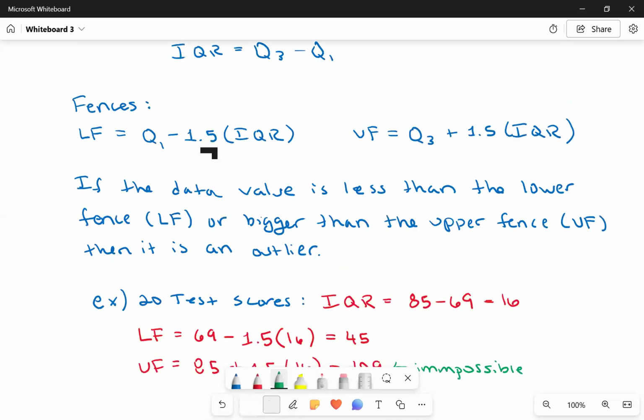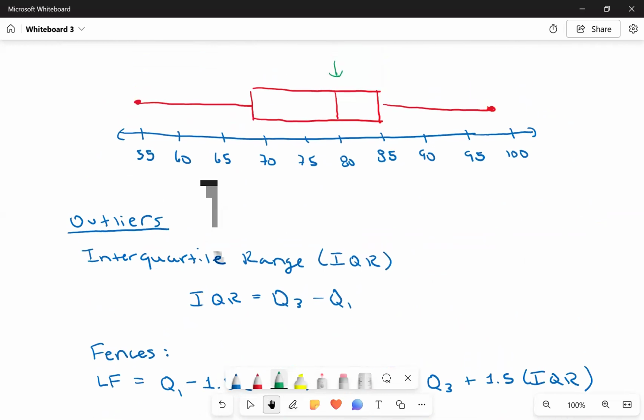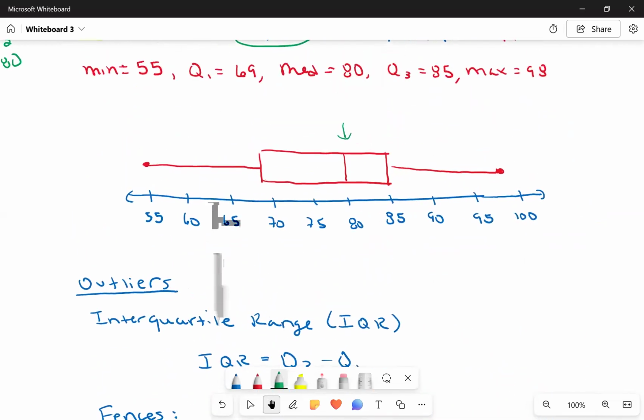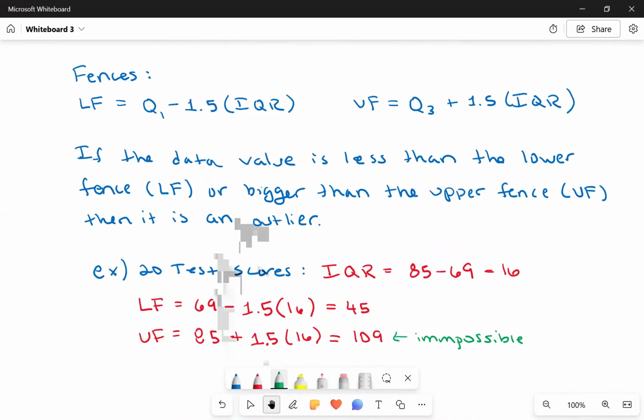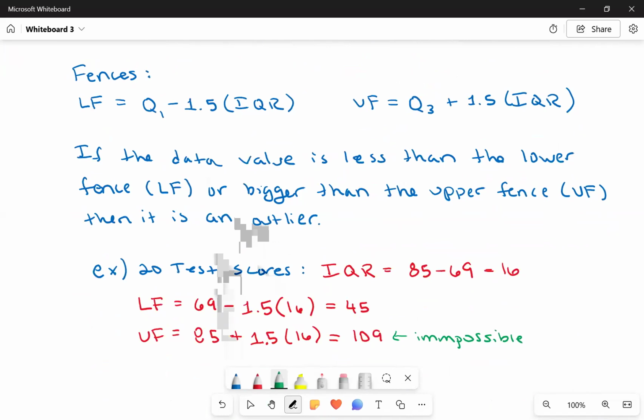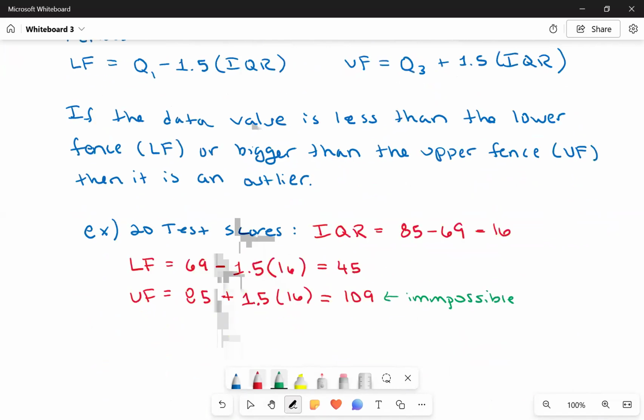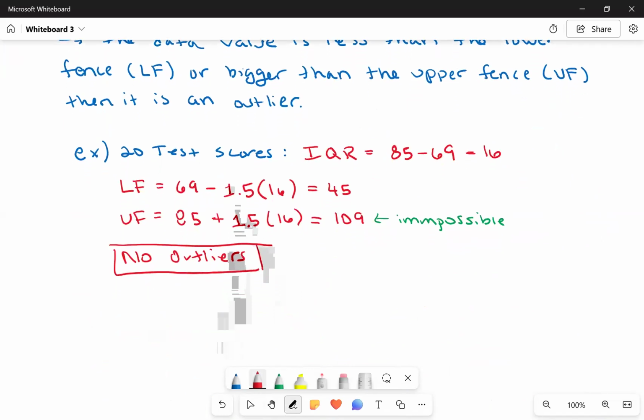But for us, our lowest test score, here, I'm going to scroll back up here, happened to be 55. So we don't have any outliers. So I'm going to write that down. No outlier or outliers. That's what we conclude from there. So there happen to be no test scores outside of those values.